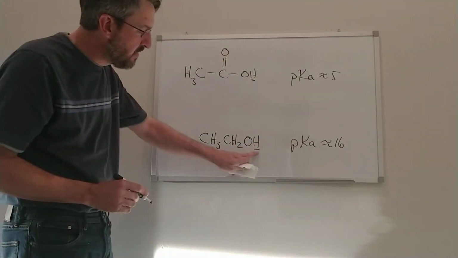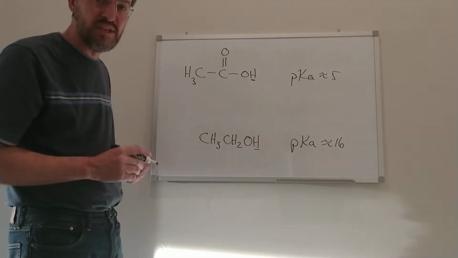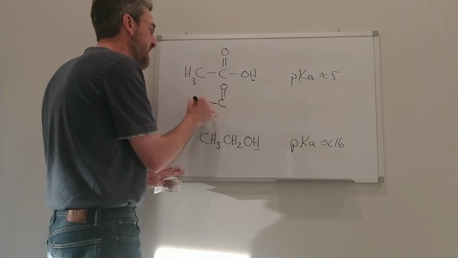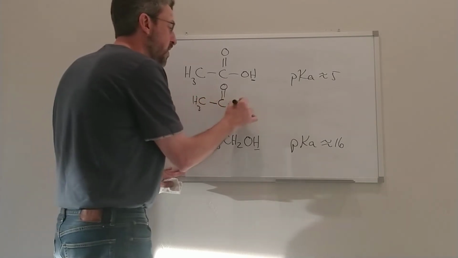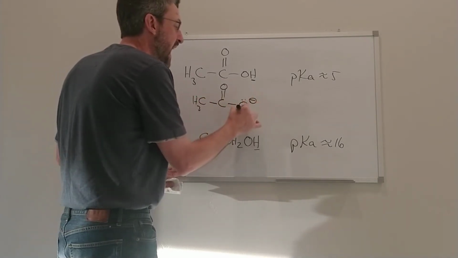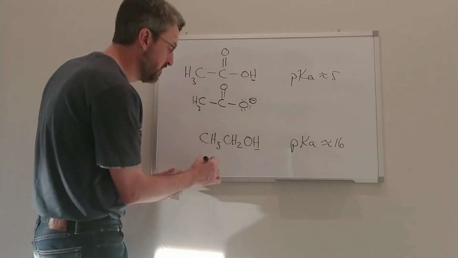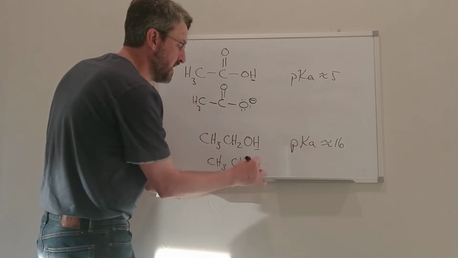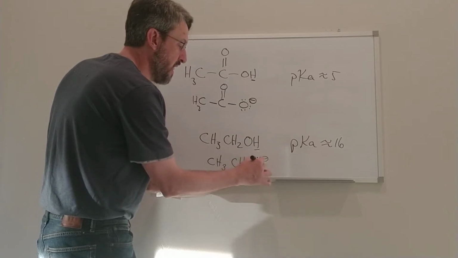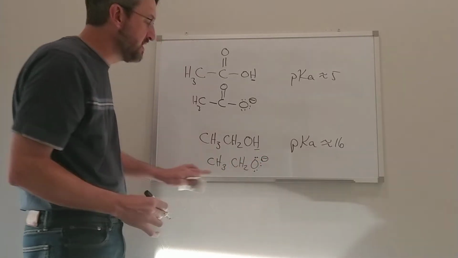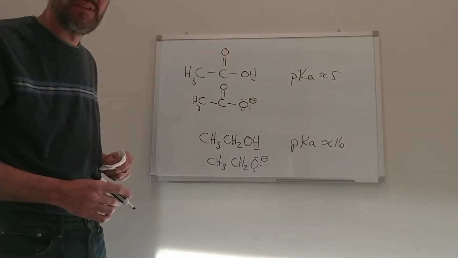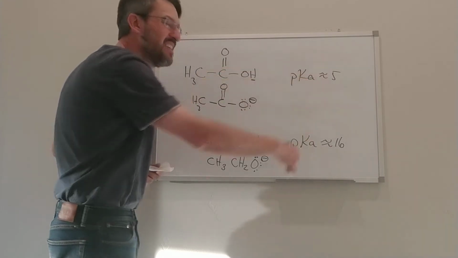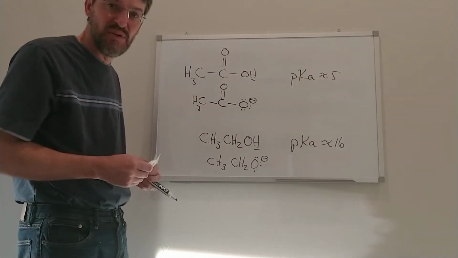Okay? So if we think about this H being removed as H plus, what we're left with is acetate here, O minus. And again, that's after this H has been removed. And here we're left with ethoxide, CH3CH2O minus. Now you notice in both of these cases it's an O minus that's left over. So the big question is, why the big difference? This is 10 to the 11th, or 11 pKa units.